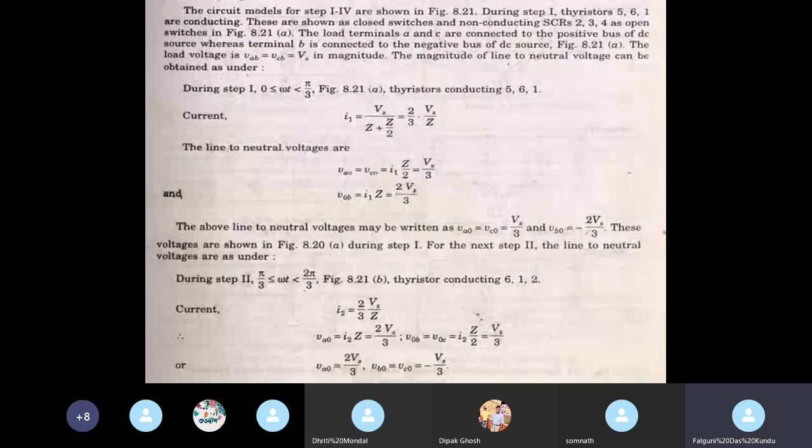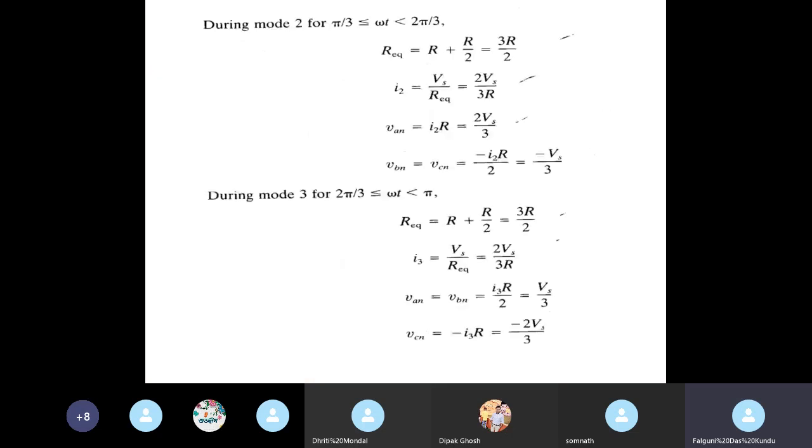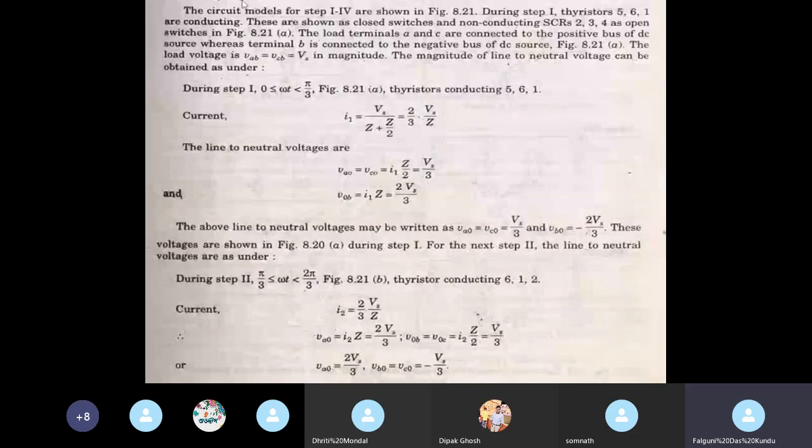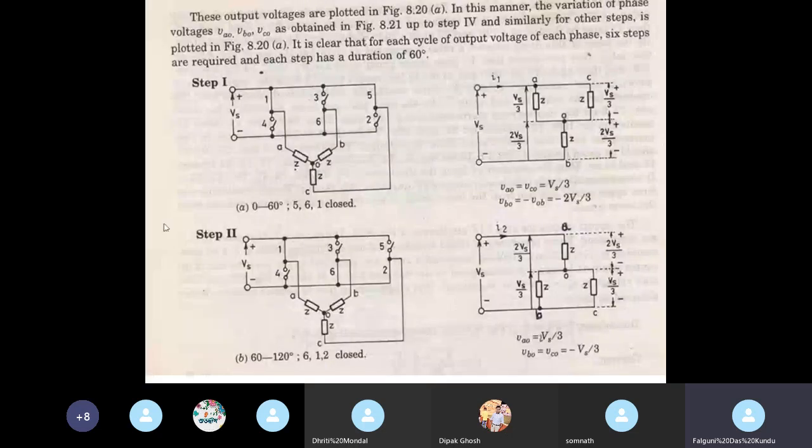So how we get the value of VS by R or VS by 2, VS by 3, I have discussed here, okay? So this is the same thing written here, only difference is in the above discussion we considered that the load is only resistive in nature, but here the load is either inductive or RL load, okay? That's why we replace the R by Z, okay? So this is the circuit diagram. You can use the above diagram, previous diagram also, okay?